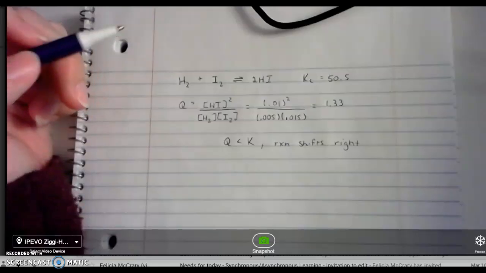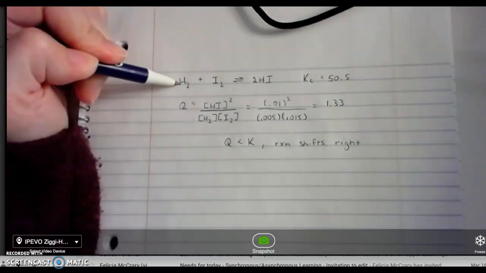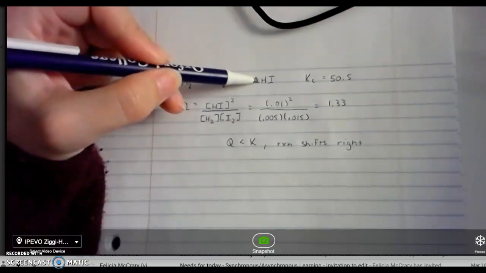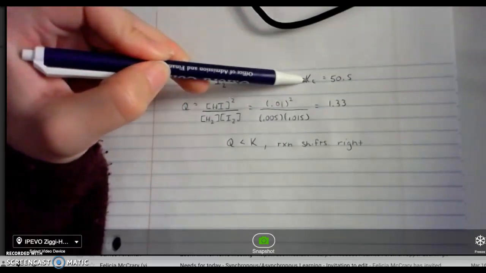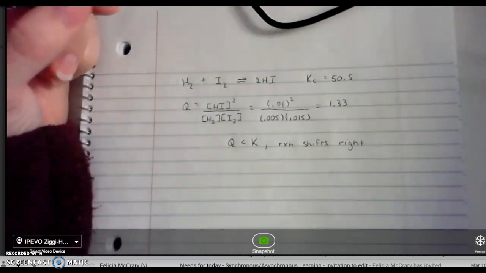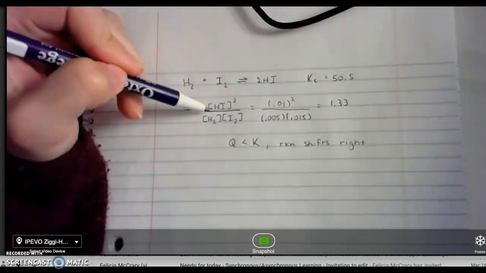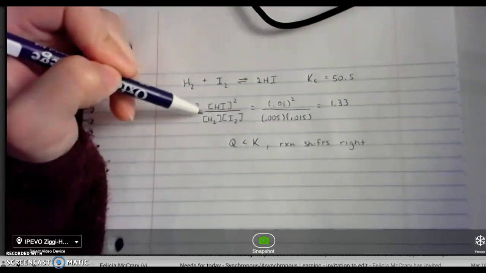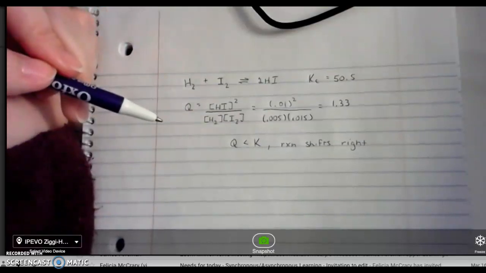All right, so if we take a look at this problem, I've got my balanced reaction right here, so hydrogen gas plus iodine forming 2HI, and you'll recall that the equilibrium constant is 50.5. All right, so if we set up our reaction quotient expression, Q is going to be equal to the concentration of HI squared divided by the concentration of hydrogen times the concentration of iodine.